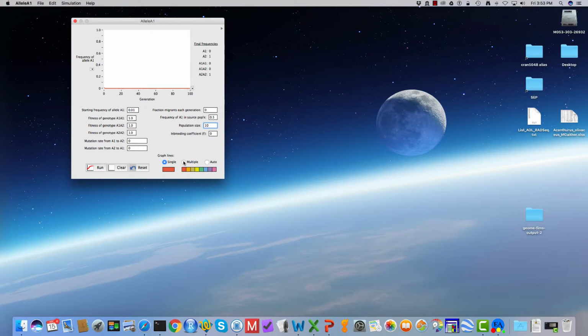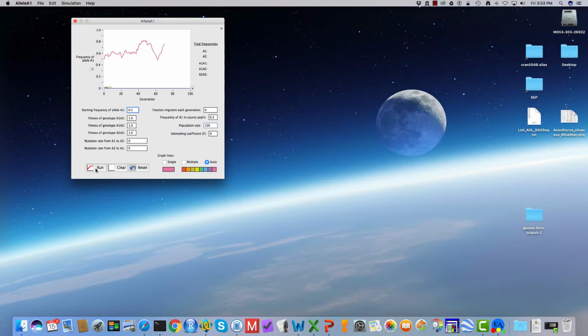Now, if we change the effective population size to 100, still most of them are going to go extinct. What if we change the initial frequency to 0.5? Now this is simulating an allele that's already present and very common in the population.